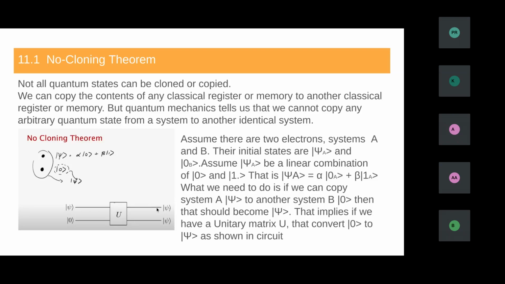And then at the end, what should we get? We want it to be copied, so the 0 should become psi. That's a simple proposition. We want to say that the cloning theorem can be proved if this happens. So let's see how we can do it.